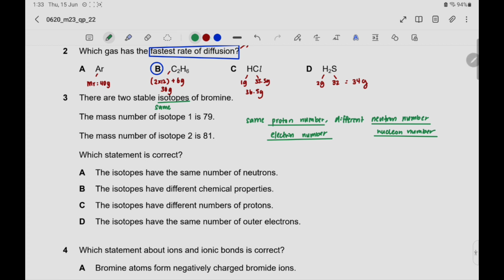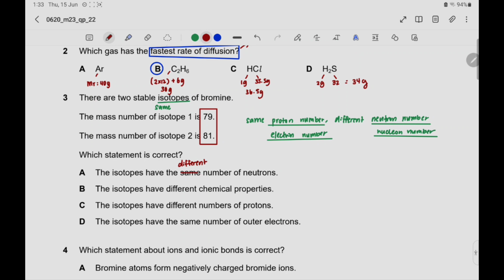Okay? So their mass is different. They already told you, right? One is lighter, one is heavier. Do they all have the same neutron? Never. They should have different neutrons. They can't be the same because you are having different mass.